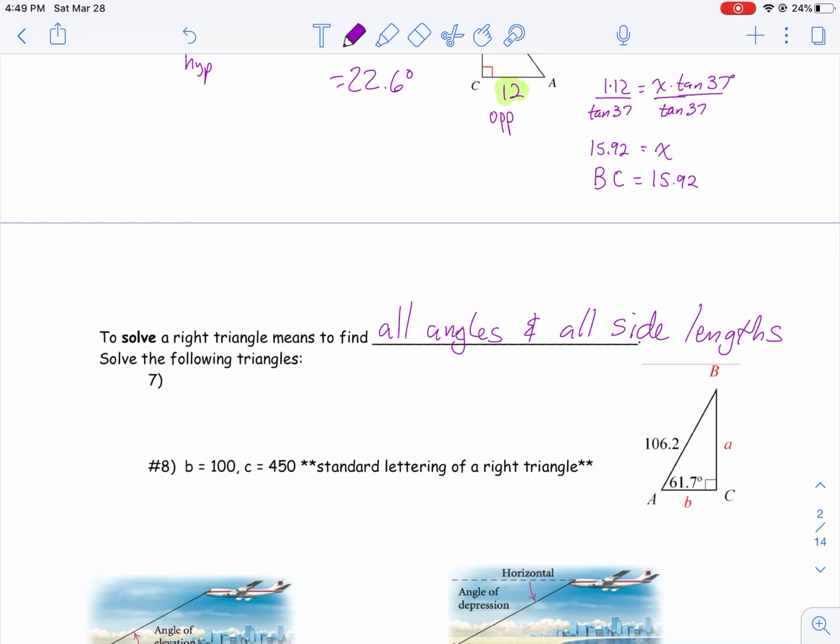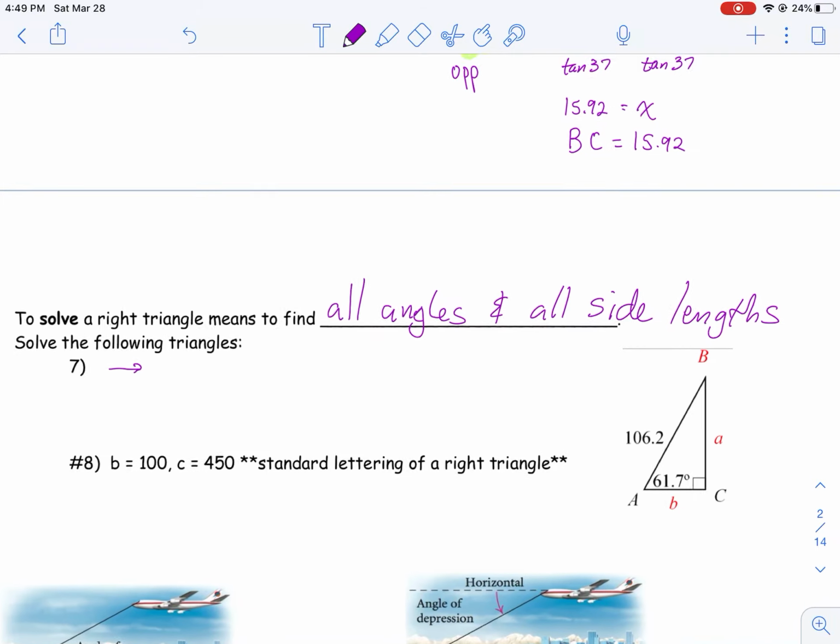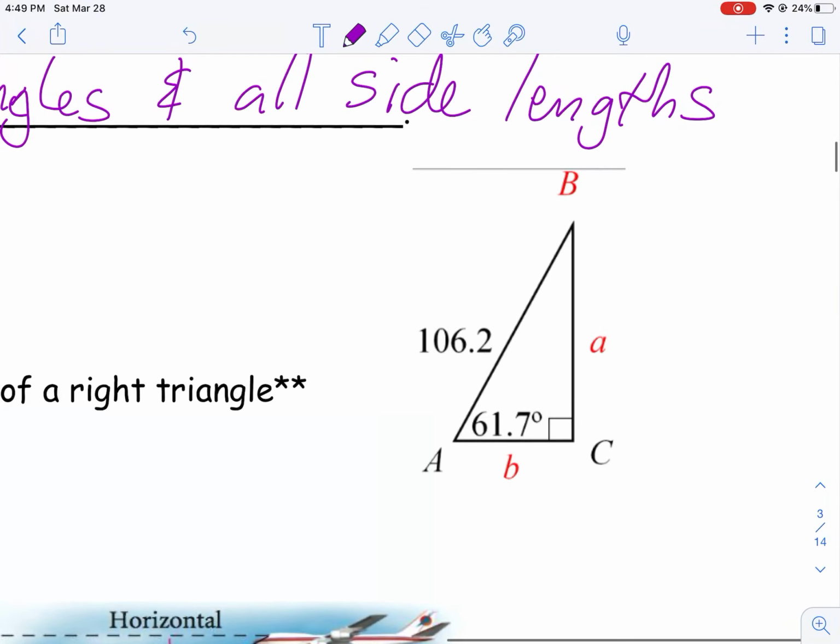Okay. So here we have two triangles, even though it just looks like there's one. Number 7 is clear over here. We need to find three things. We need to find the angle B, letter B. This is important to notice.